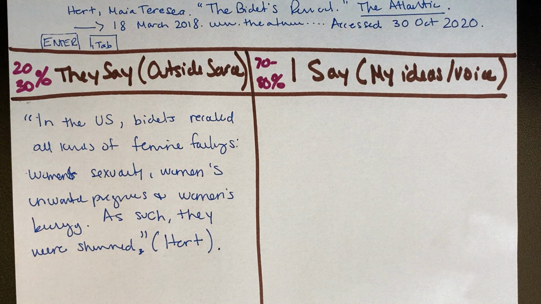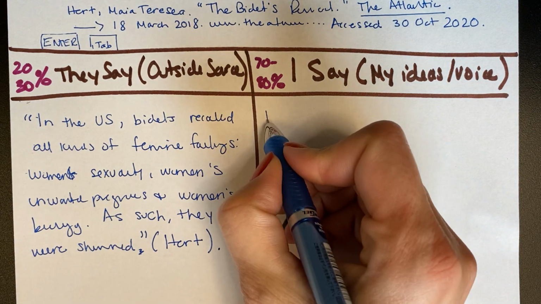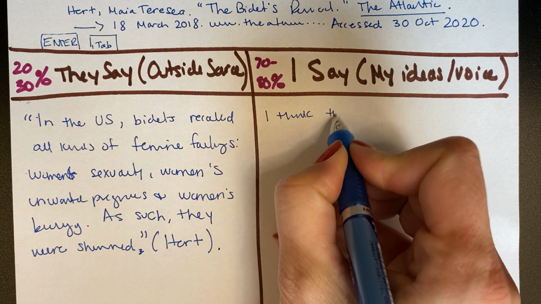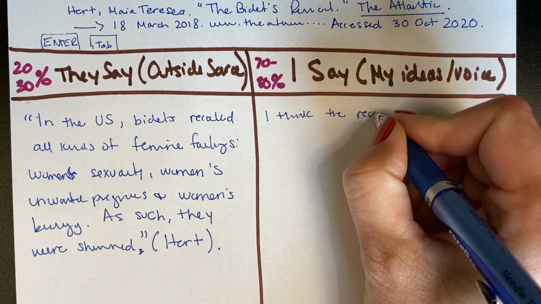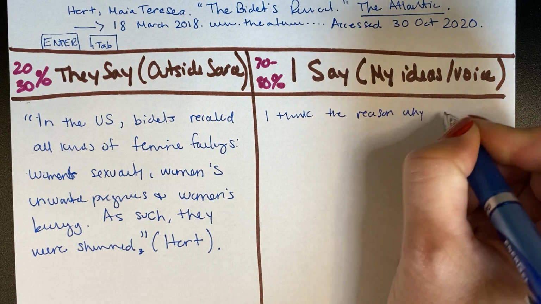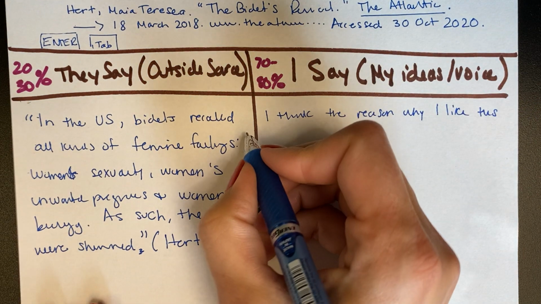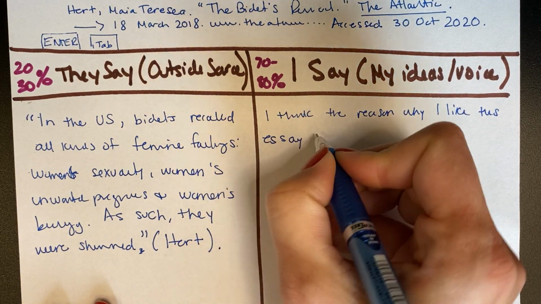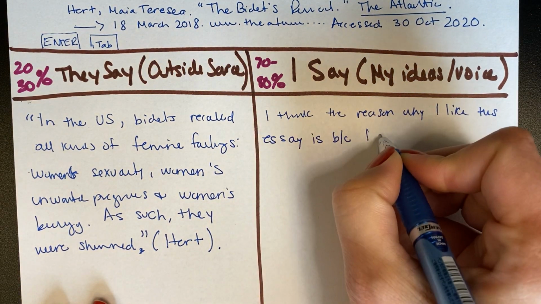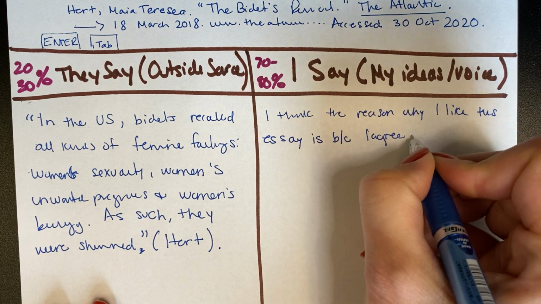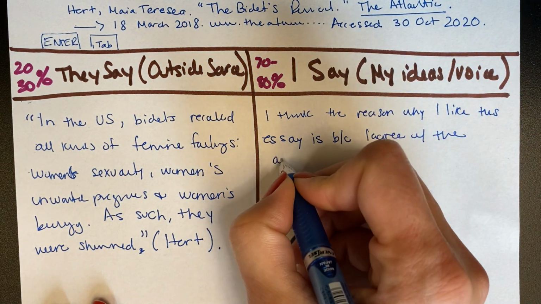Okay, so first, I'm just going to start out with "I think," because that's what we want to do. So I think the reason why I like this essay is because I agree with the author's perspective. And that's not surprising. It's because I agree with the author's perspective.